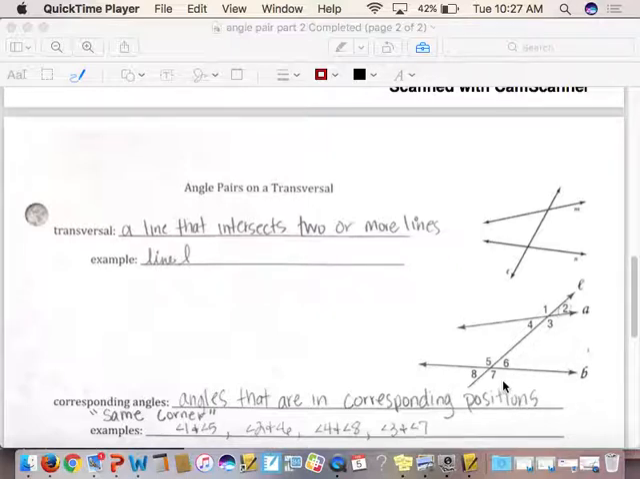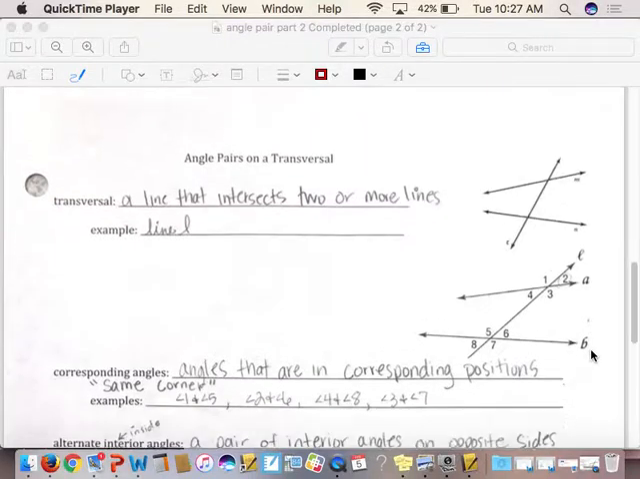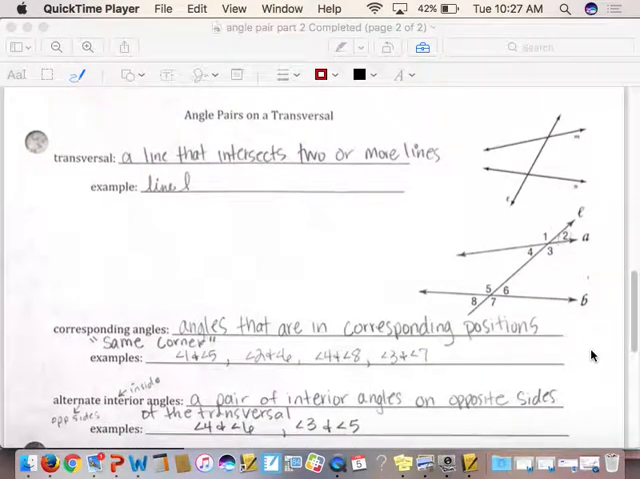So we need to start committing these, we need to be able to identify these angle pairs. Next one, alternate interior. Alternate interior angles would be a pair of interior angles on opposite sides. So I want you to notice that we have 4 interior angles in this diagram. So we need to be inside or in between line A and line B. So the interior angles are 4, 3, 5, and 6.